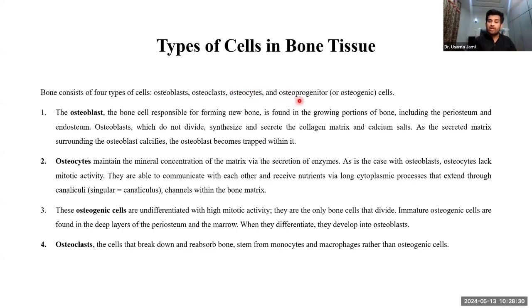Then there are osteoprogenitor cells. As the name signifies, these are sort of stem cells that are present in the bone, and these cells can multiply as per need. If there is a need for osteoblasts, these cells multiply and get turned into osteoblasts. If there is a need for osteoclasts, these cells just divide and give rise to osteoclasts. So this is the function of osteoprogenitor cells.